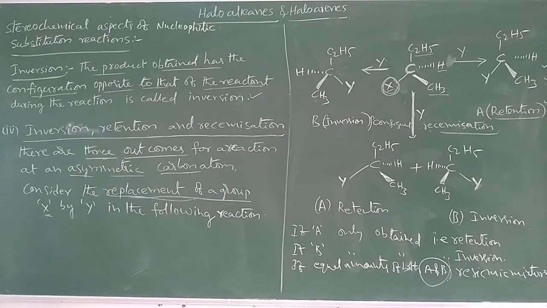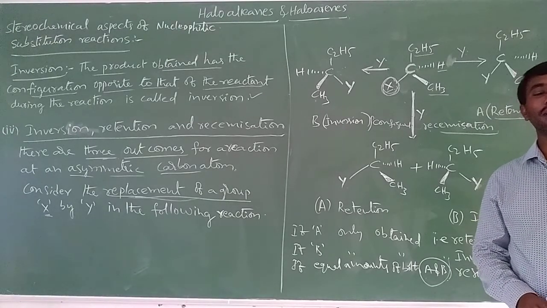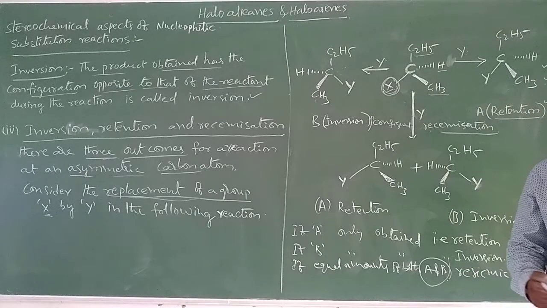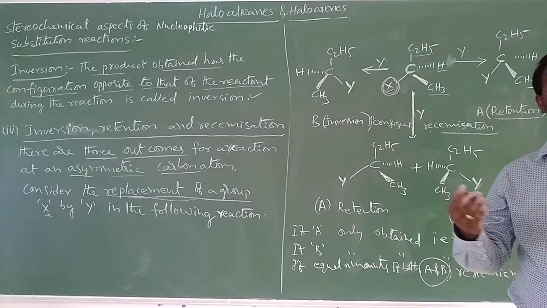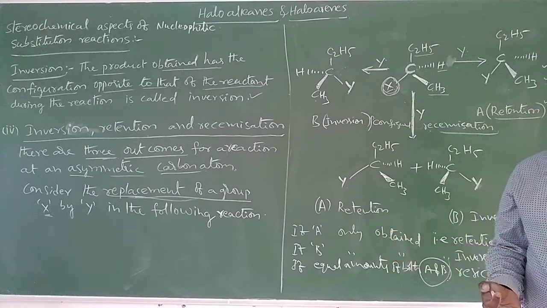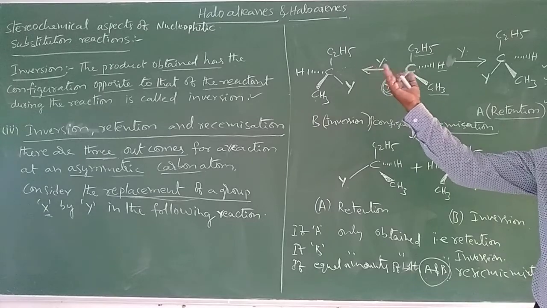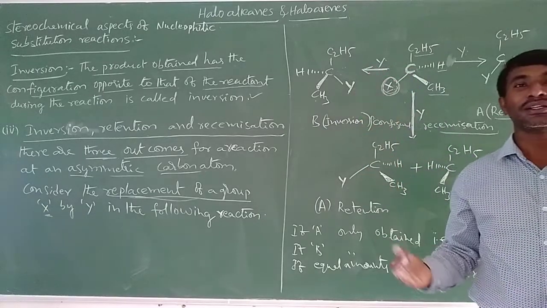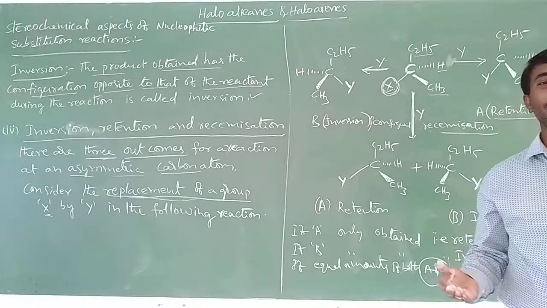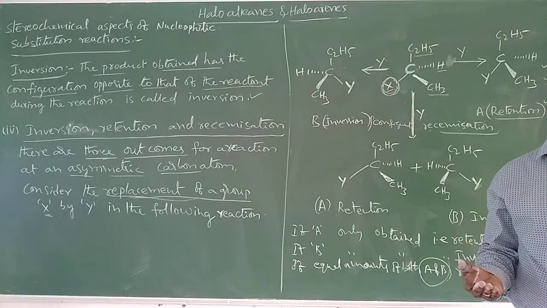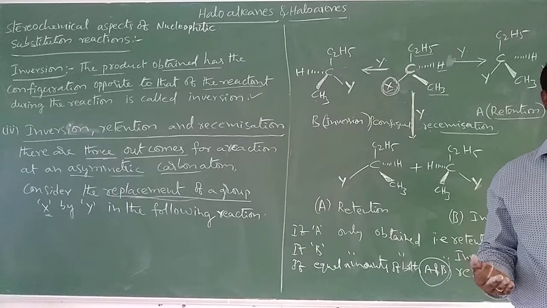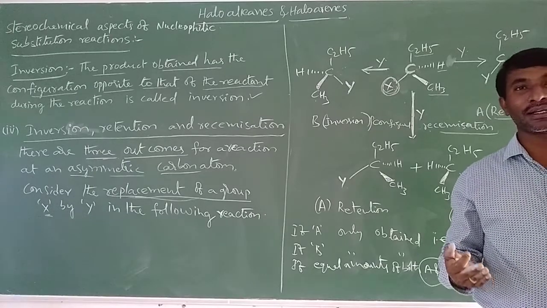So this was inversion, retention and racemization. The remaining class is the stereochemical aspects of nucleophilic substitution reactions: how inversion and retention are involved in SN1 reaction and in SN2 reaction. Both we will discuss tomorrow in another video.